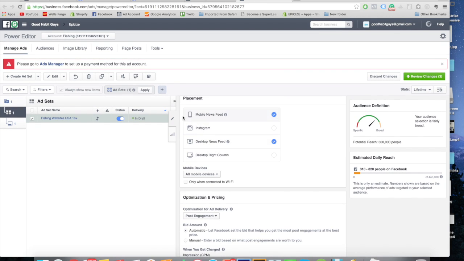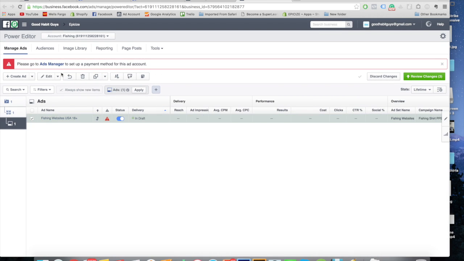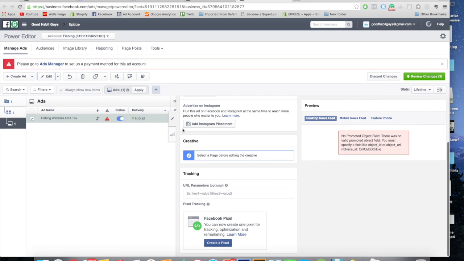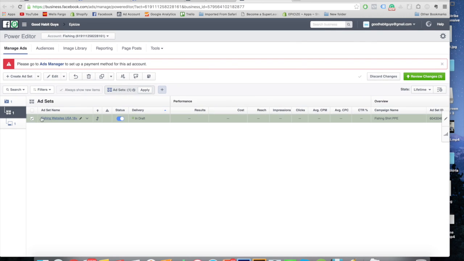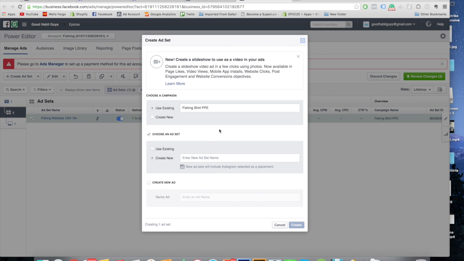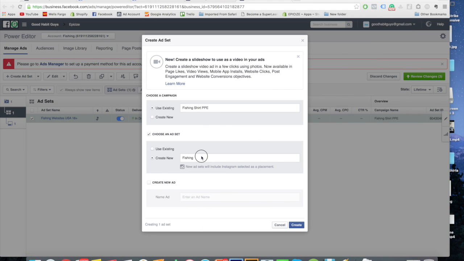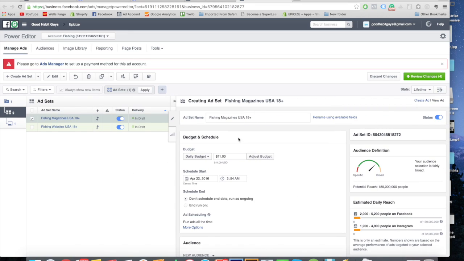Okay, so I did an ad, fishing websites, and then an ad. Here I'm just gonna click the page, pick the ad, pick the pixel, and so forth. And then I'm gonna do another ad set, fishing magazines. Okay. I'm pretty sure you got the point. USA, 18 plus. I should have created an ad, no worries, I'm gonna do that afterwards.